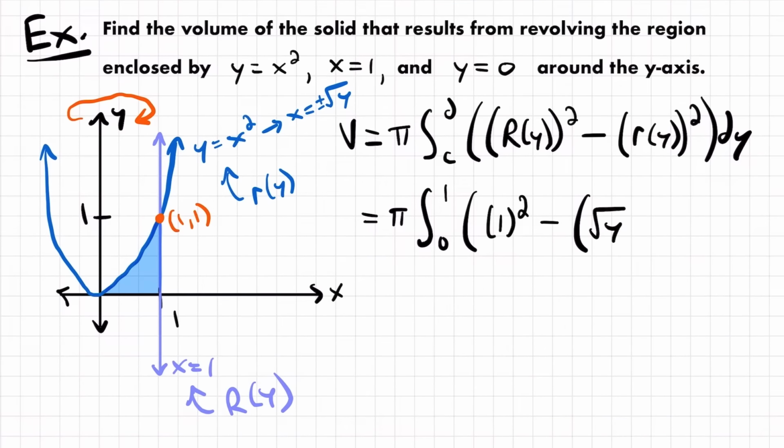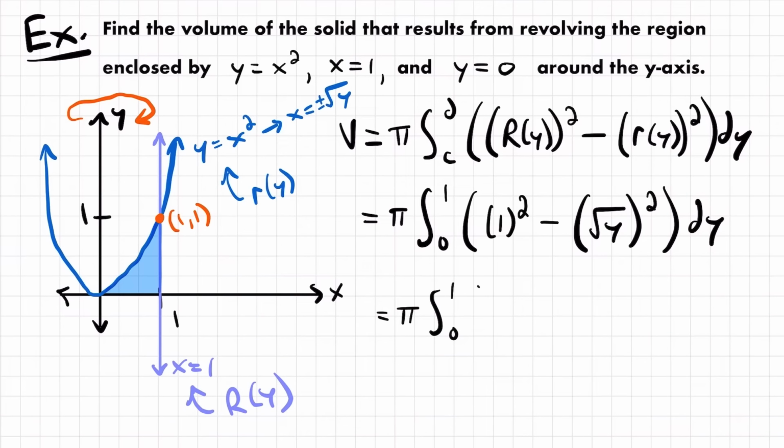So we'll have the square root of y squared times dy. Okay, and so this definite integral represents the volume of the solid of revolution formed by revolving this region around the y-axis. All right, and so now all we have to do to find the volume is solve this definite integral.